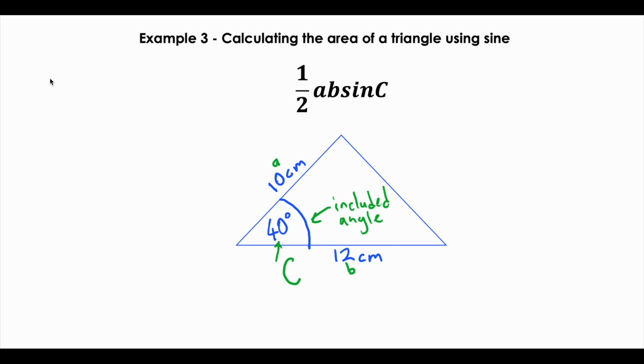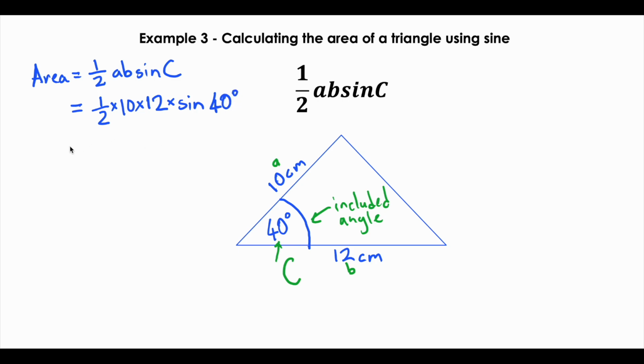So in order to calculate the area, we know that the area is equal to half AB sine C. So therefore the area is equal to half of AB. So A is what? A is 10. So half times 10 multiplied by B. What is the value of B? 12 centimeters. Excellent. So we put 12 here multiplied by sine of what? The sine of what usually goes here? 40. Exactly. So this here would be 40 degrees. Okay.